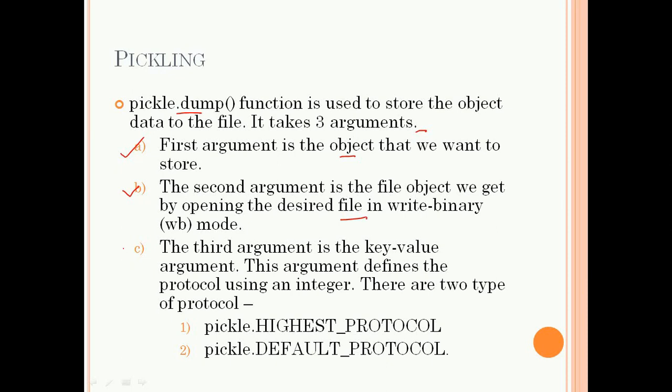And the third argument is not essential for you. Here I am discussing the third argument for information only. The third argument is a keyword argument. This argument defines the protocol using an integer. There are two types of protocol: pickle.HIGHEST_PROTOCOL and pickle.DEFAULT_PROTOCOL. I am not going to discuss this third argument in detail.